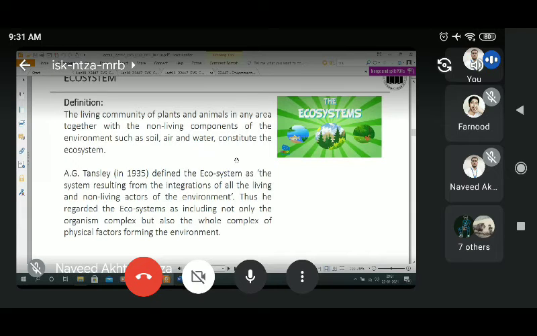As I mentioned, it is a combination of biotic and abiotic systems, and that system is called an ecosystem. The biotic system comprises plants, animals, and human beings, and the non-living things are abiotic: there is soil, air, and water. These both combined constitute the ecosystem.